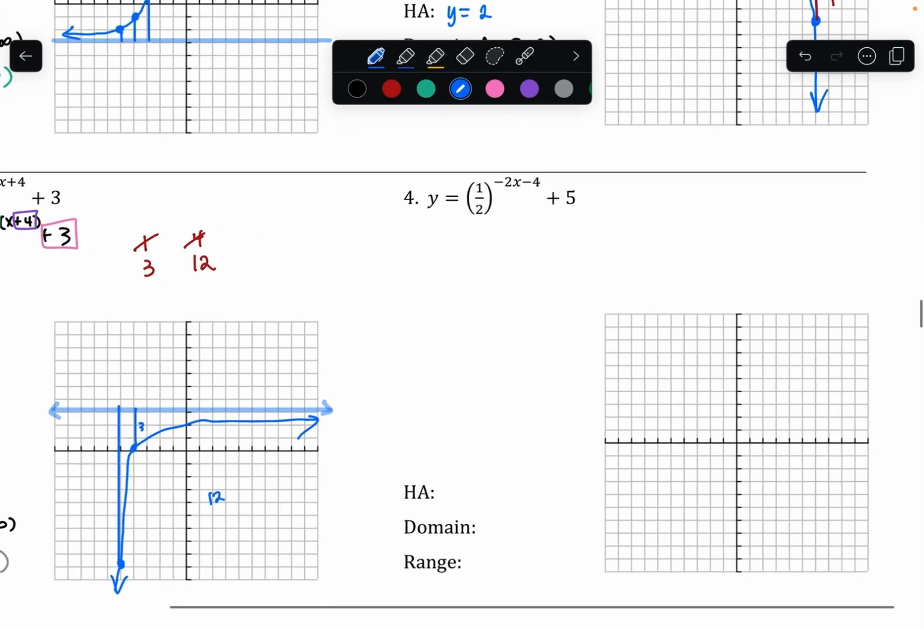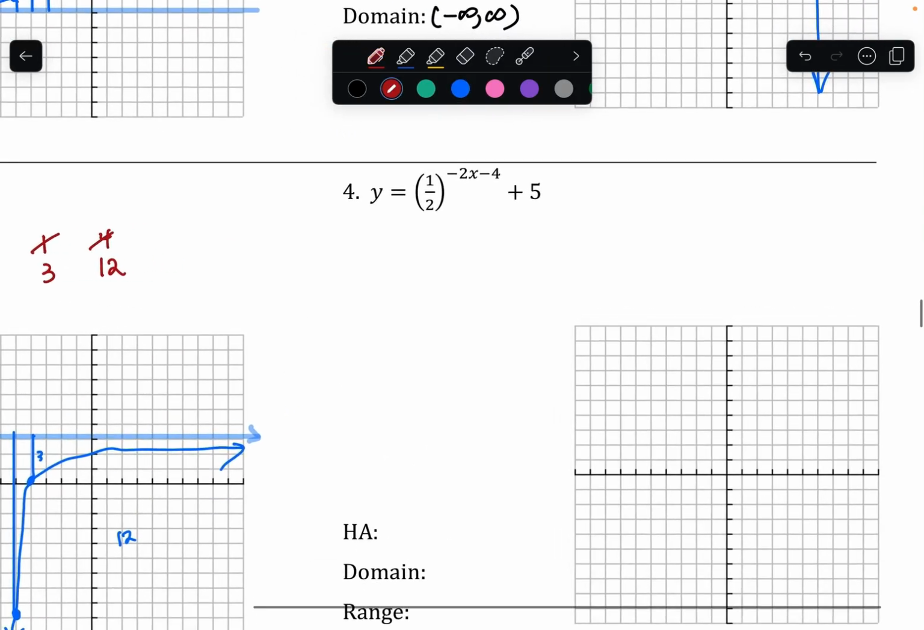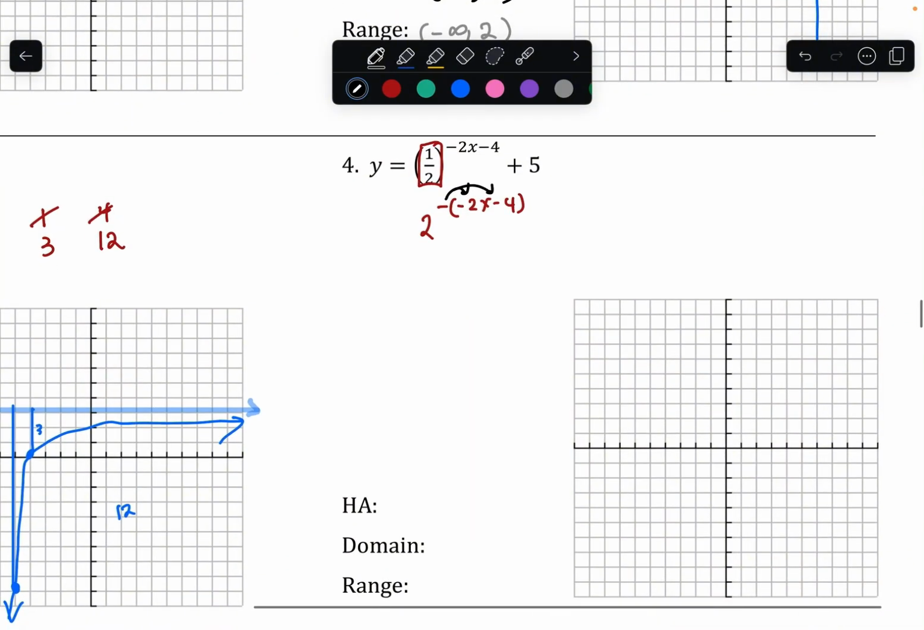Okay, this last one, once again, there's a 1/2 here, so we can rewrite that as 2. We would just need to make our exponent negative. Now, if you're noticing, this exponent is already negative, so let's go ahead and distribute the negative just to make it look nicer. So we have 2, and then we would have a positive 2x, and then a plus 4.